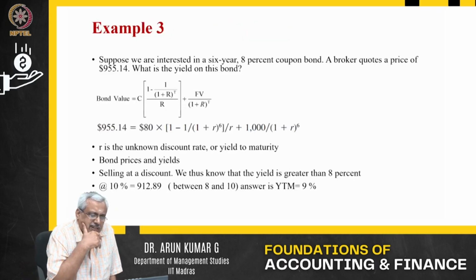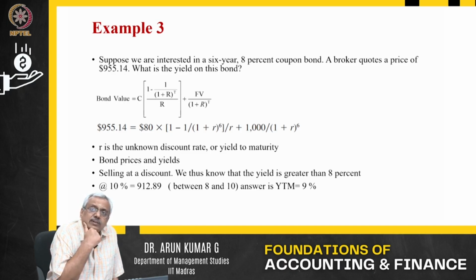Supposing we are interested in a 6-year 8% coupon bond. The bond has a coupon rate of 8%. It has 6 years of life left. I don't know what is the tenure of the bond, let's not worry about it. The broker quotes a price of 955.15. What is the yield on the bond out there?